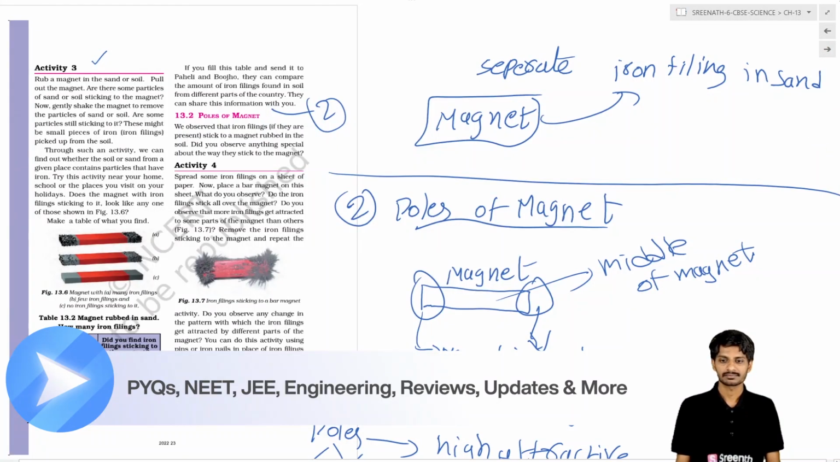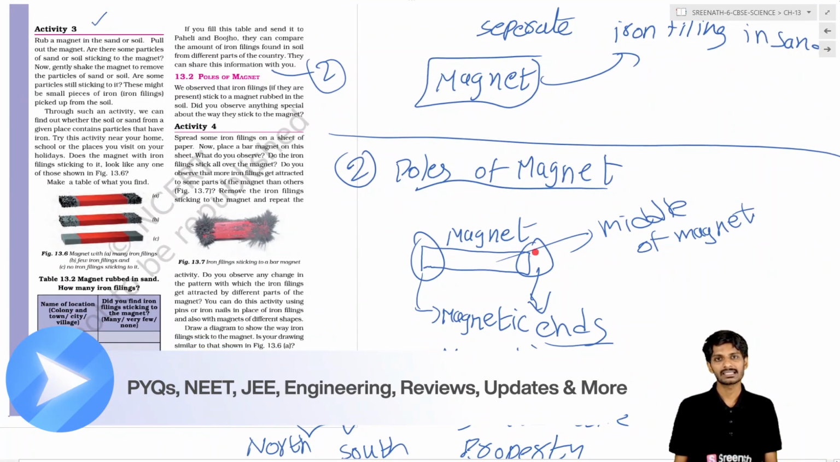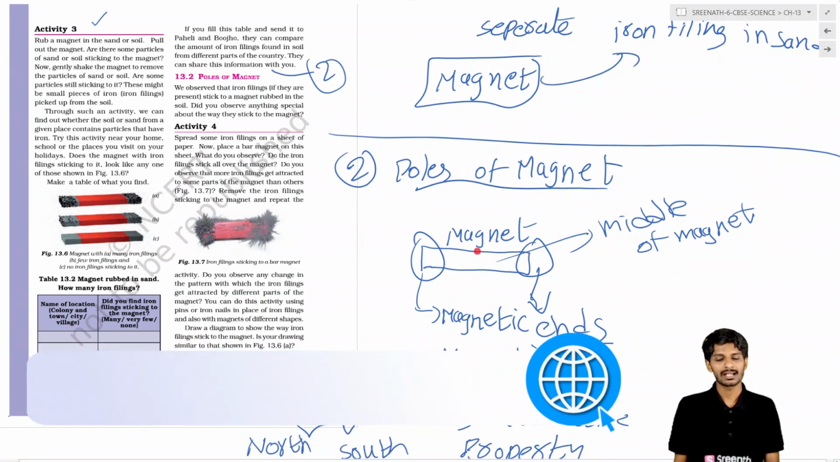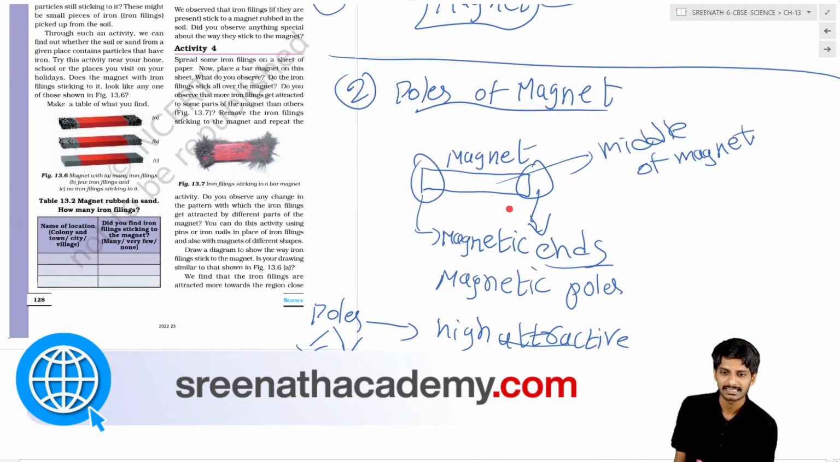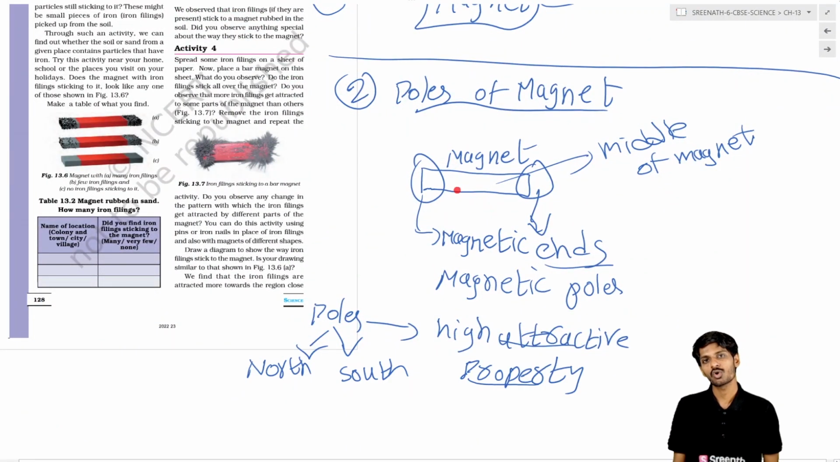The next concept is the poles of a magnet. Every magnet has its ends and a middle part. The places where more iron filings are attracted are called the poles. So basically, iron filings are attracted more at the ends, and we call those ends the poles of the magnet. A magnet has 2 poles, the north pole and the south pole. Near the poles more iron filings are attracted, so the poles have more attractive property than the middle part of the magnet.